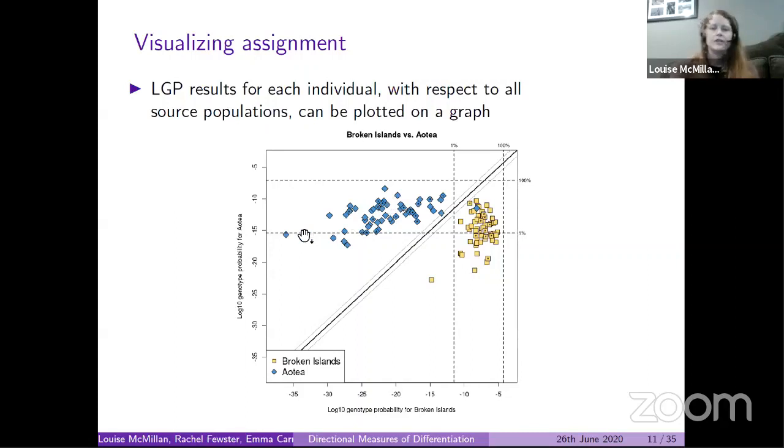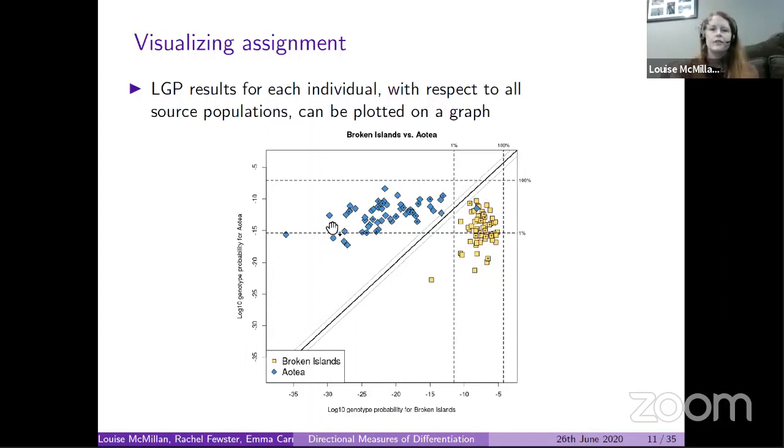So the first thing we can see by looking at this plot is that these two populations, rats found in Broken Islands and rats found in Aotea, are reasonably well separated, apart from this stray little rat over here in blue, which was found on Aotea but looks like it was actually born in the Broken Islands because it's clustering in the Broken Islands population. So apart from that, they're pretty well separated populations.